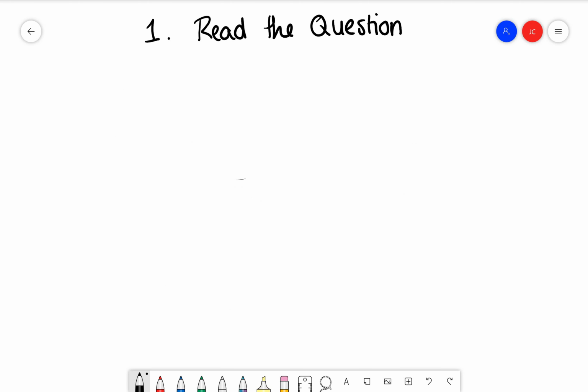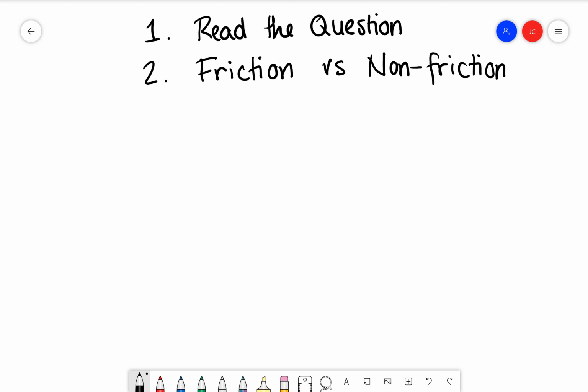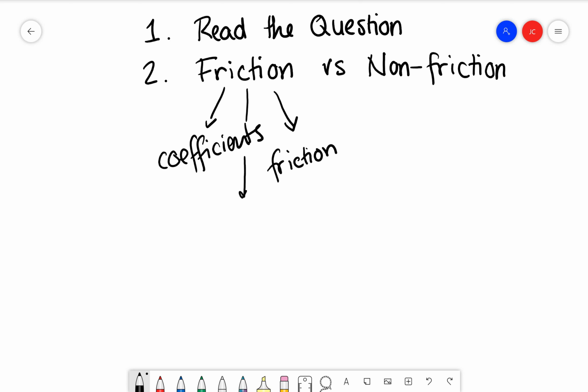Once you've read the question, the next most important thing, in my opinion, is identifying the type of system that you're dealing with. Is it a friction system or is it a non-friction system? And there's a couple ways you can do this. Basically, once you read the question, usually it's pretty obvious. If they're mentioning things like coefficients of friction, if they're telling you values of friction in any way, or even simply saying that there is friction, or, of course, if they're literally asking you to solve for mu k or mu s, which are the friction variables, then you know that this is a friction question.